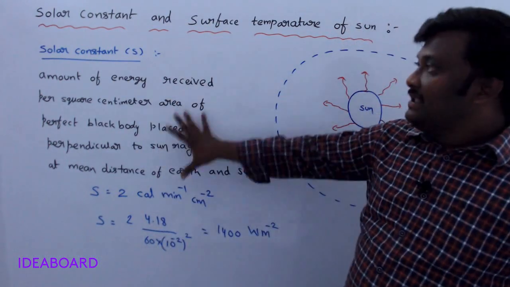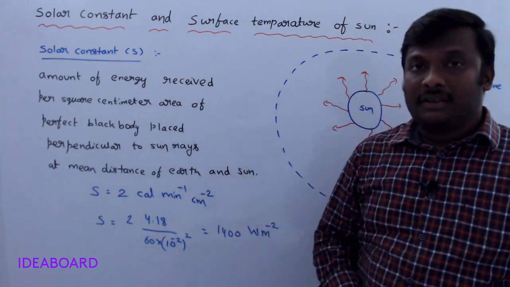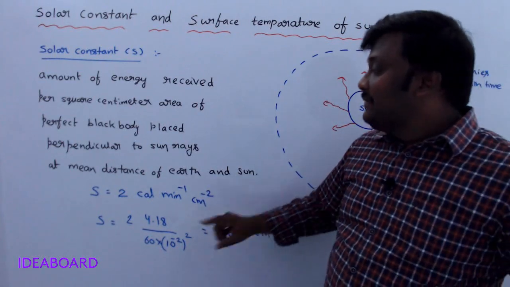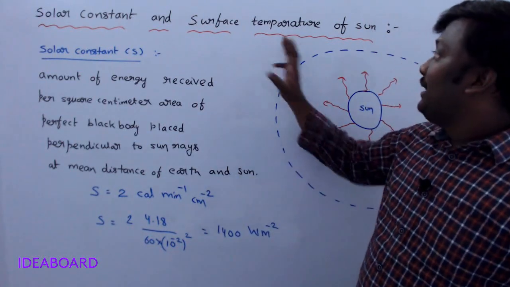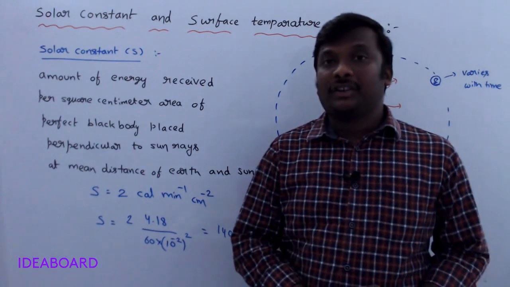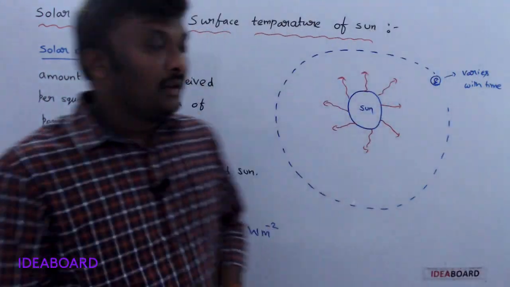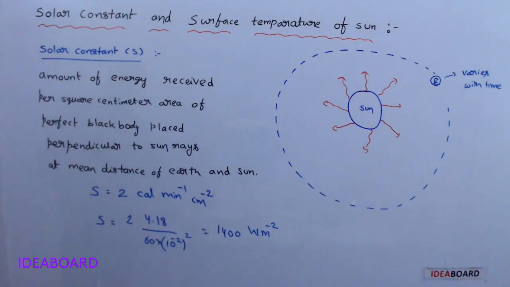So this is about the solar constant. By using this value of solar constant, we can measure the surface temperature of the sun. Please note down the definition.